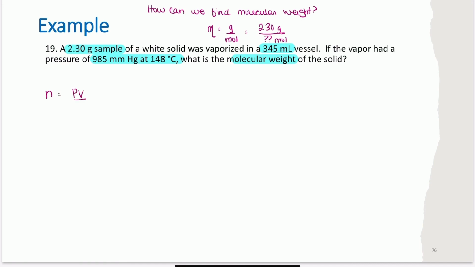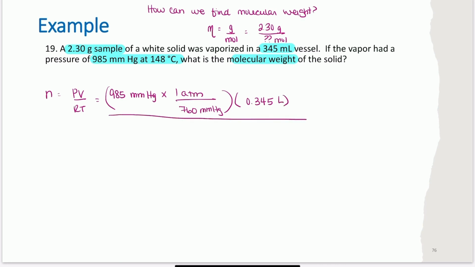Number of moles, PV over RT. 985 millimeters of mercury, 1 atmosphere to 760 millimeters of mercury. Volume, 345 mL is the same as 0.345 liters. Gas constant, 0.08206 liter atmosphere per mole K. 148 degrees C is the same as 421 K. 0.0129 moles.